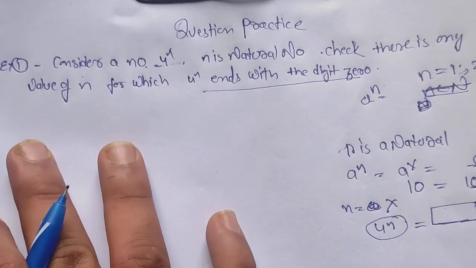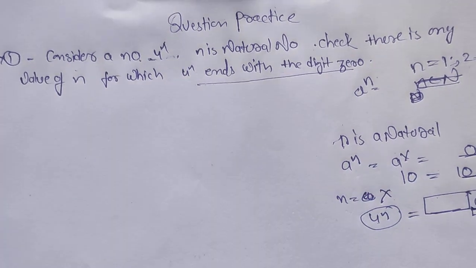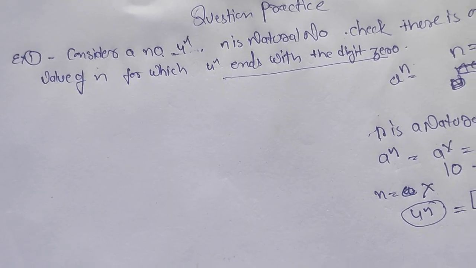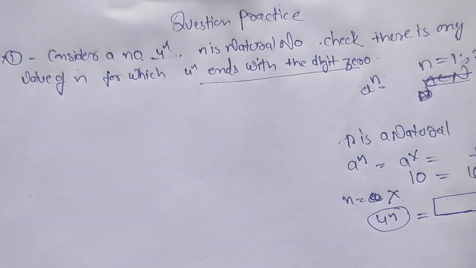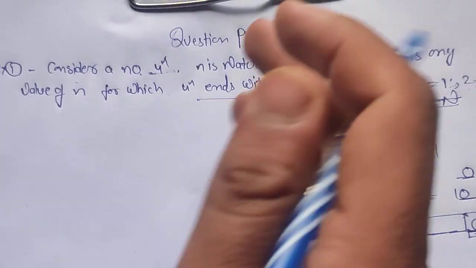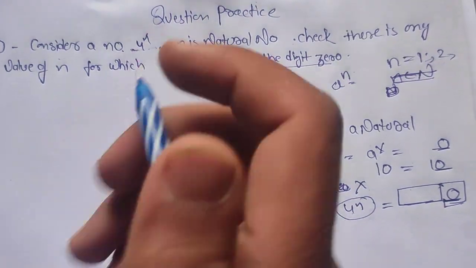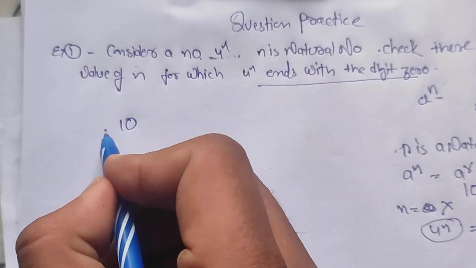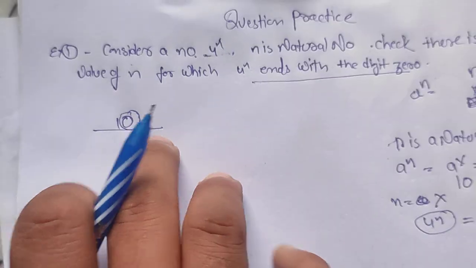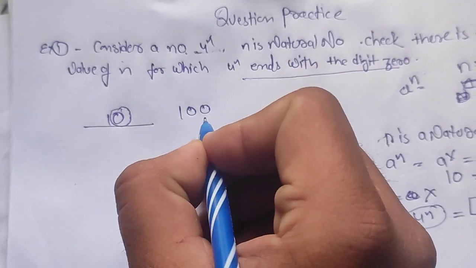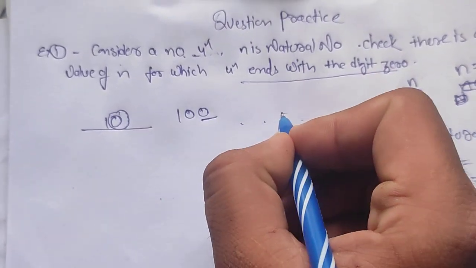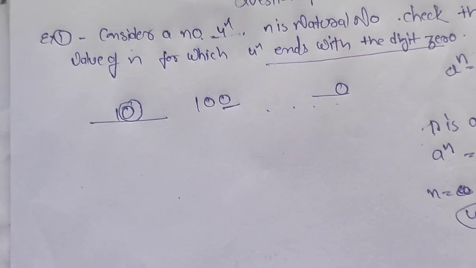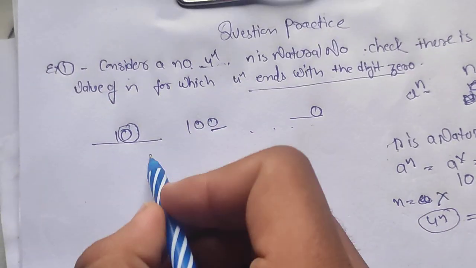First of all, how do we obtain a unit digit? Can you think about it? For example, for 10 the unit place is 0. Similarly for 100 the unit place is also 0, and similarly any number for which the unit place is 0. How do we obtain the unit place? Let's solve it.